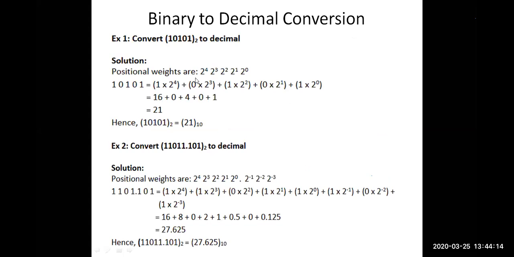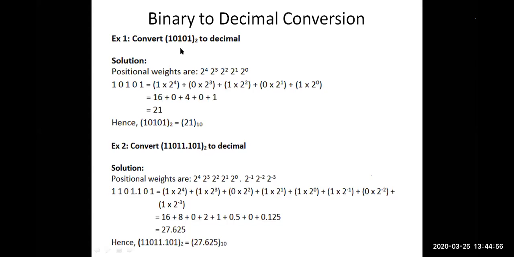So how is it converted? For that, we just have to remember that conversion from any base system, that is binary, octal or hex, to decimal follows the same procedure. The procedure is like this. When we convert a binary number to decimal, we just have to find the positional weights. The positional weight of the first digit is 2 raised to 0. Then the positional weight of the second bit is 2 raised to 1. Then the third is 2 raised to 2, 2 raised to 3, 2 raised to 4, and so on.